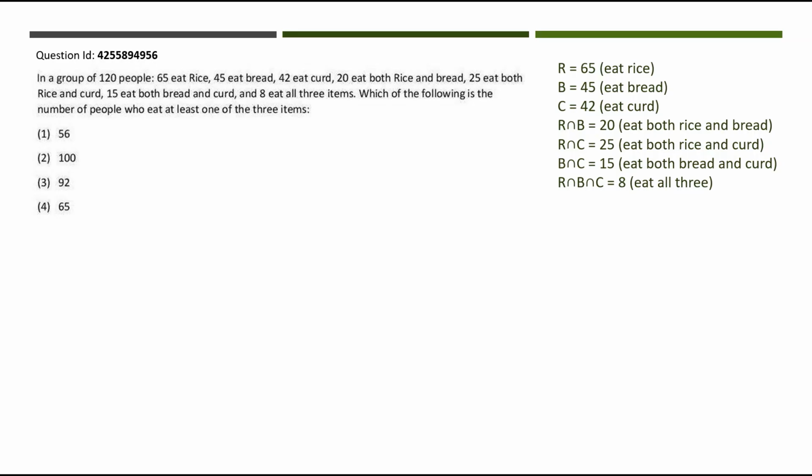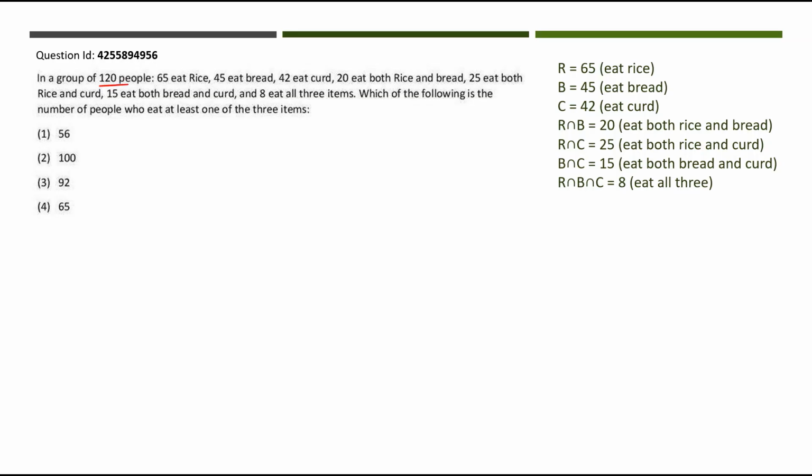We have the data for both rice and bread, so we denote it using the intersection operation here. R intersection B for rice and bread will be 20. R intersection C for rice and curd will be 25. B intersection C for bread and curd will be equal to 15. And we have 8 eat all three items, which is denoted by R intersection B intersection C. We have the total count of people to be 120 here.